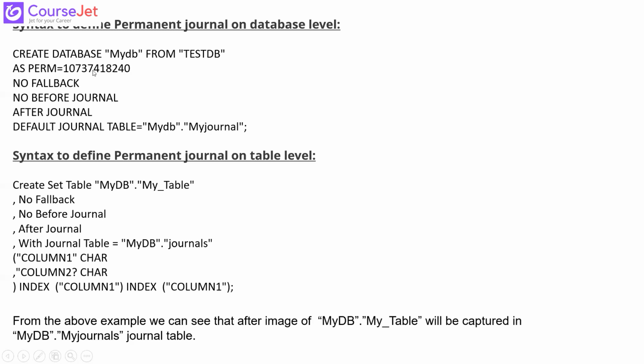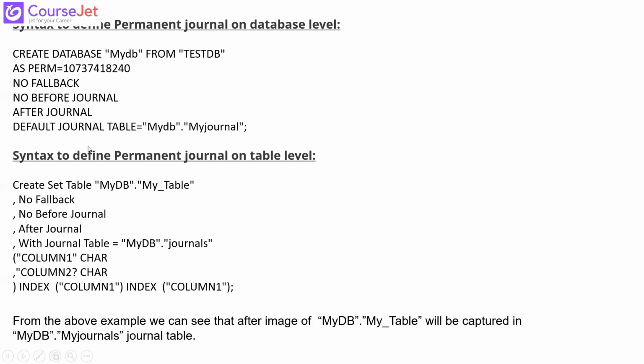From test DB, we are giving the permanent space. We are giving it as no fallback, no before journal, and here we are giving it as after journal. And the default journal we are specifying as MyDB.myjournal. So we are creating a database called MyDB, and also we are having this journal table inside this MyDB only. So this is for database level.